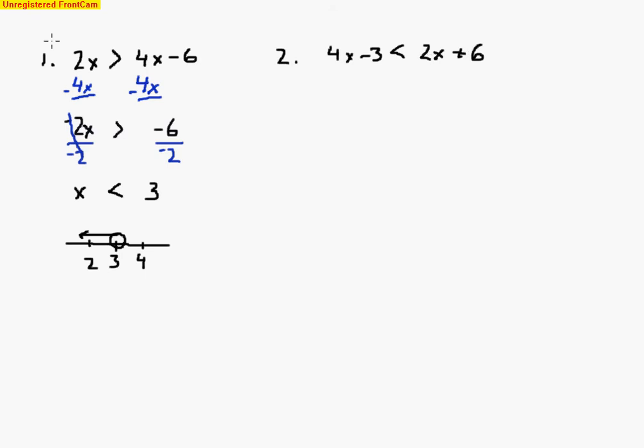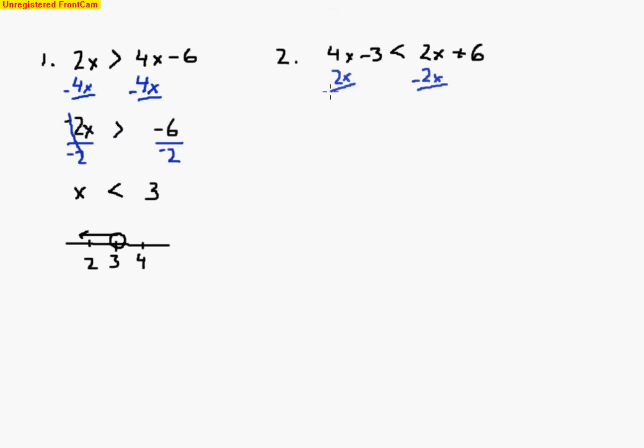So the first thing we want to do, again, is figure out which side we want the variables on. Do we want them on the left or do we want them on the right? It doesn't really make a difference. We'll get the same answer either way. It just depends on how you want to solve this problem. A lot of people are going to probably subtract the 2x from both sides. So we'll go ahead and do the same.